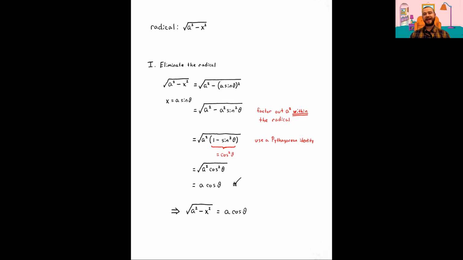So the radical is now eliminated. We've rewritten the square root of a squared minus x squared as a cosine theta by making the trigonometric substitution x equals a times sine of theta.